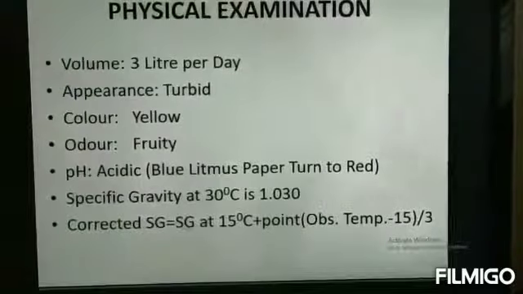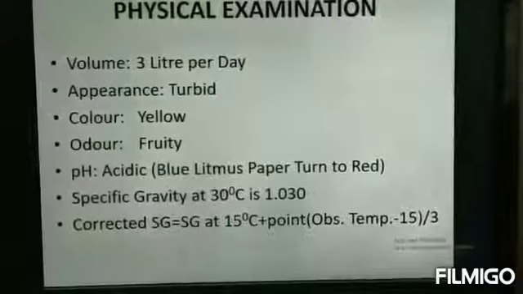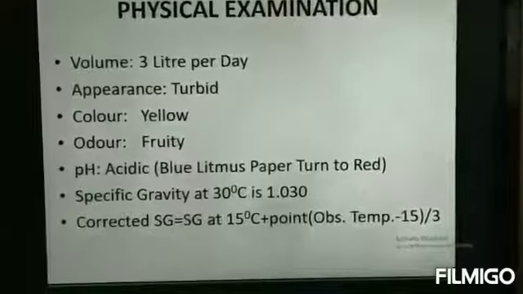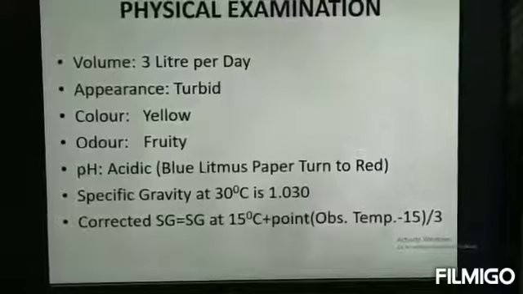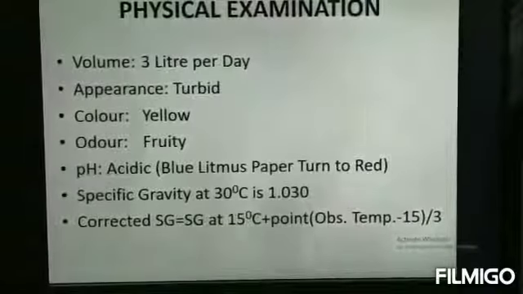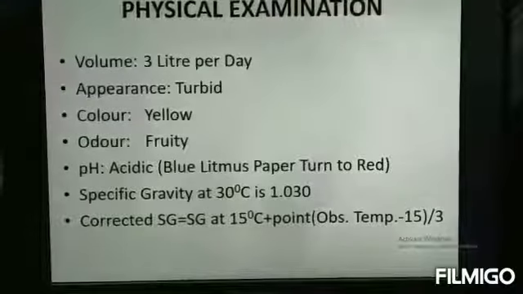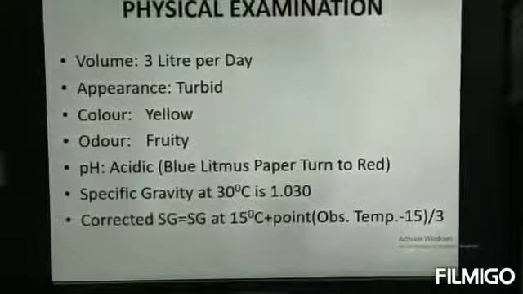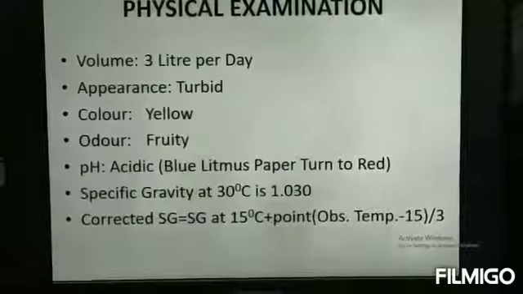You have to do a litmus test, whether it turns blue to red or red to blue. Specific gravity at 30 degree is given to you and you have to measure the corrected specific gravity by this calculation: specific gravity at 15 degree plus observed temperature minus 15 upon 3. 15 is taken because the urinometer is calibrated at 15 degree.